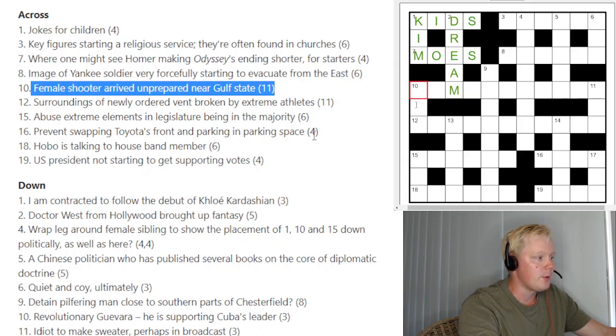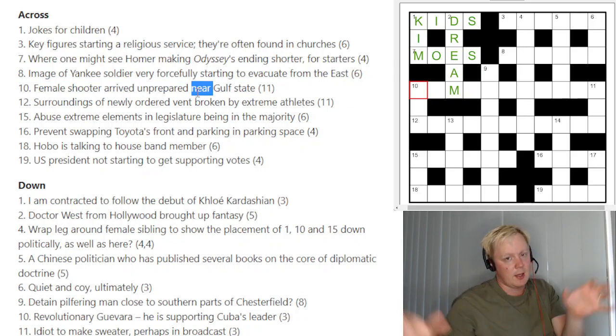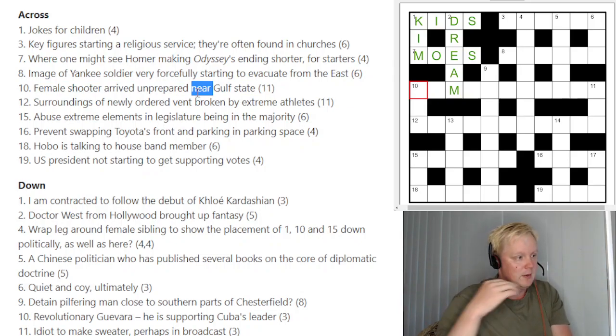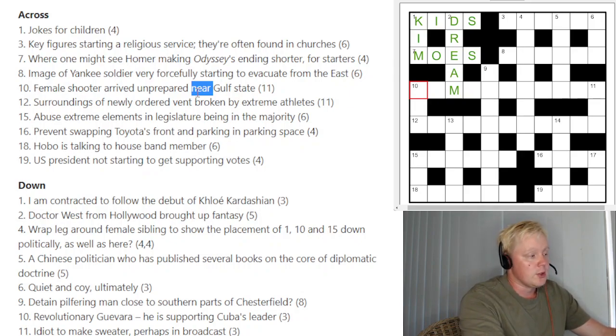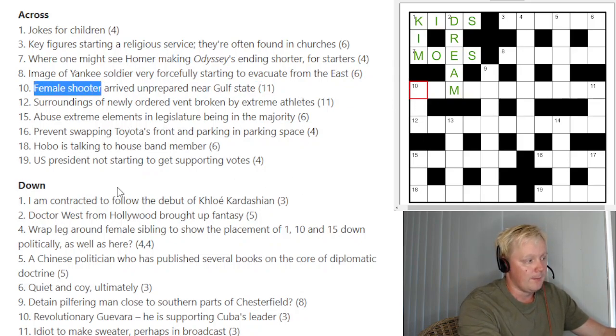Female shooter arrived unprepared near Gulf State. Now this is 411 letters. It's not very long as a clue, and there aren't really all that many good indicators here. Near can mean positioning, like putting something next to the other. And in that purpose, it's sort of like a word that you can ignore, in the sense that they would be next to each other anyway, if there are no other indicators. So this is, in fact, a charades clue. So you have to find a word for arrived, a word for unprepared, put that near a word for Gulf State.